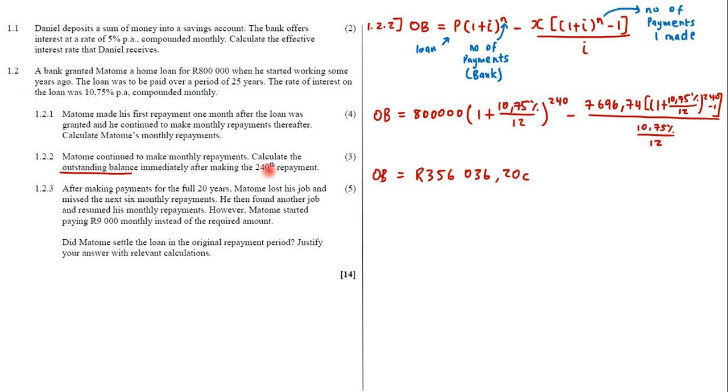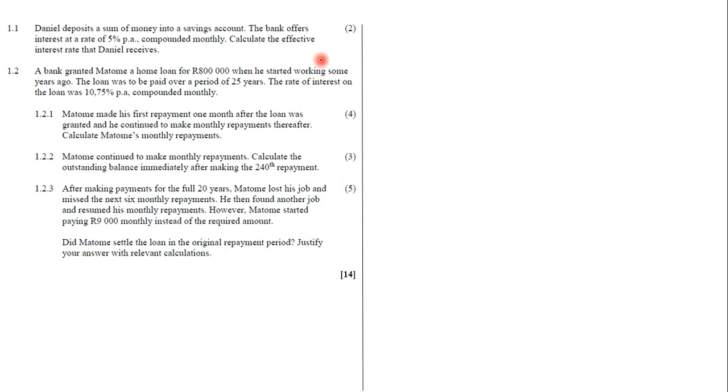Now notice that the 240th payment is like 20 years later now, right? This is 20 years later. Okay, so let's go ahead now and look into the third question. So the third question here says, after making the payments for the full 20 years, Matome lost his job and missed the next 6 monthly repayments. He then found another job and resumed his monthly repayments. However, Matome started paying 9,000 monthly instead of the required amount. Now, did Matome settle the loan in the original repayment period? Justify your answer with relevant calculations.